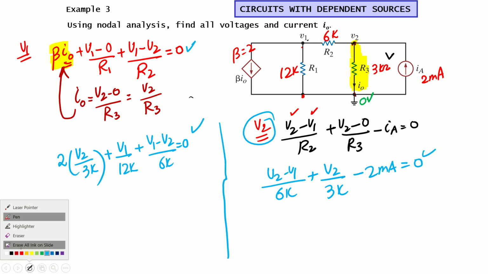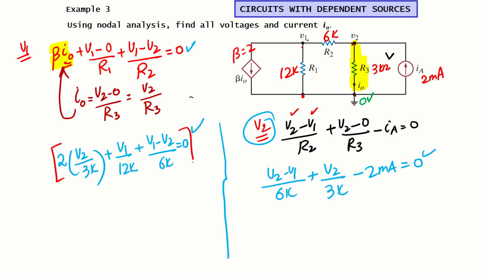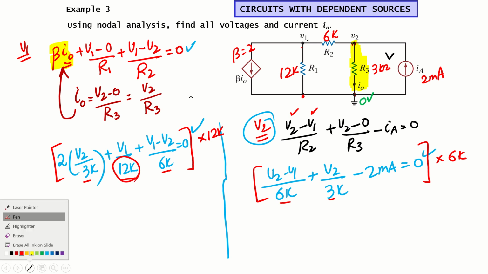So we will apply the same simple approach that we have been doing in the earlier examples. Multiply this with the lowest common multiple of all the denominators. So we have 6k, 3k and 12k, so we can multiply this with 12k. This equation we can multiply with the 6k. Typically we choose the biggest number in the denominator for the simplification.